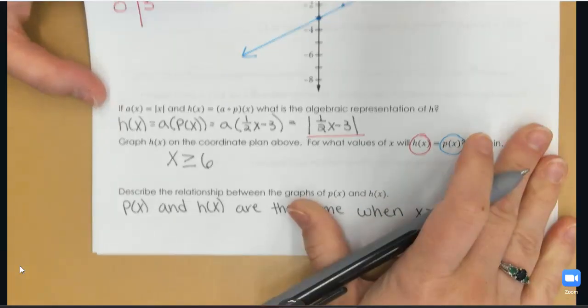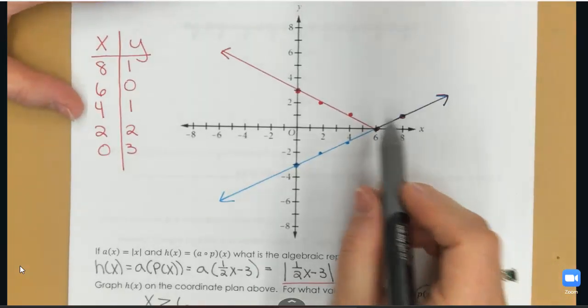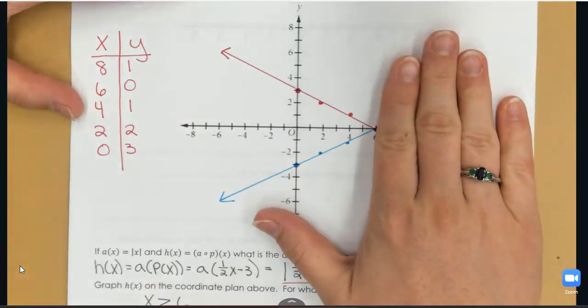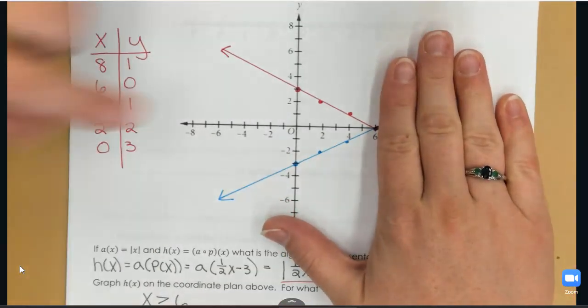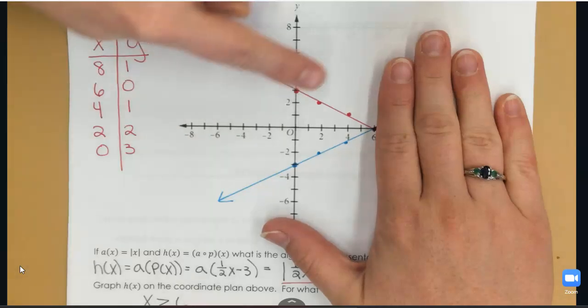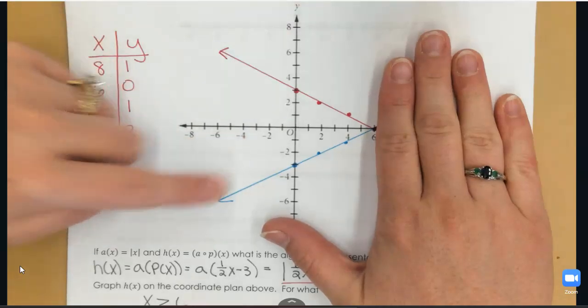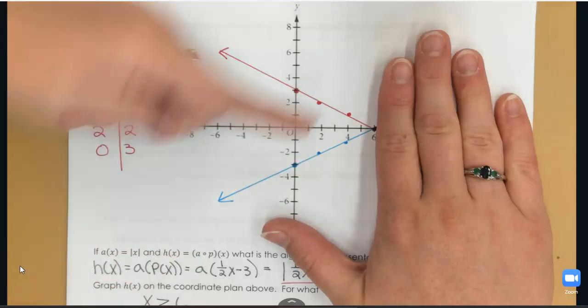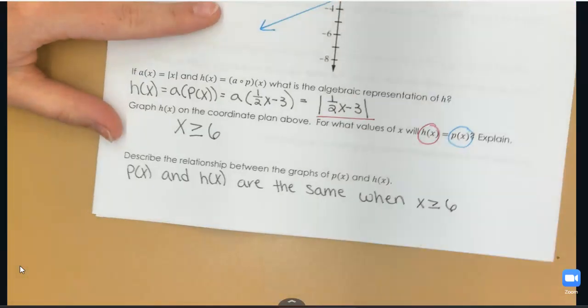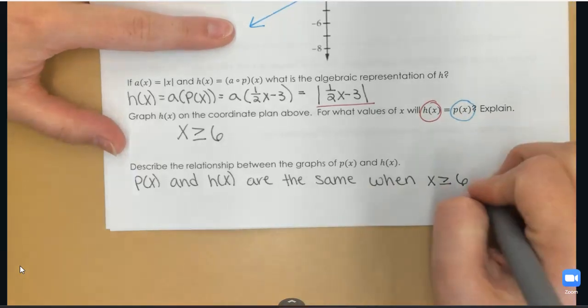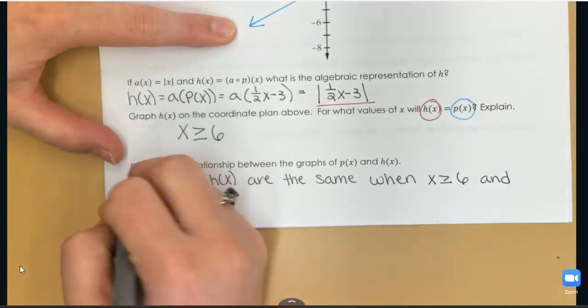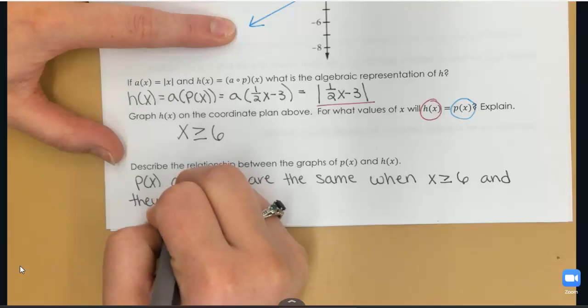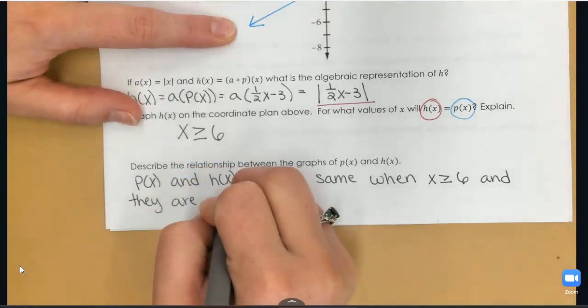All right, and now I need to look at what is happening when x is less than 6, so the left side of my graphs. Well, I can see that these are similar, and they look like mirror images of each other, which we call a reflection. So this is a reflection across my x-axis. So when x is less than 6, they are reflections of each other across the x-axis.